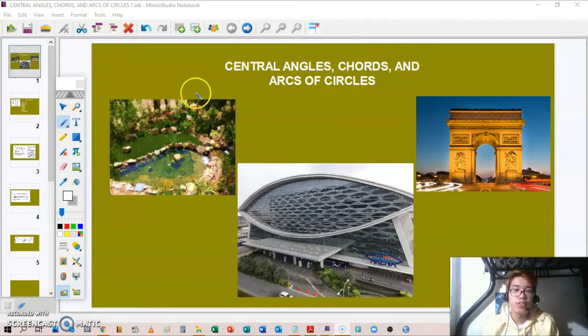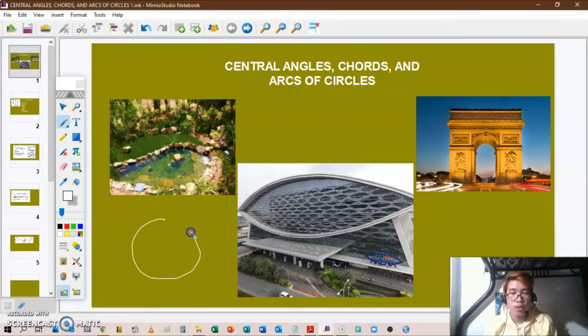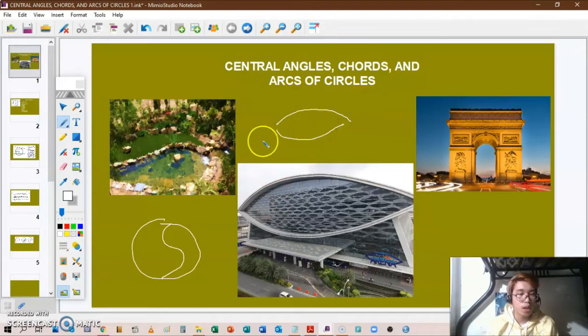And as you can see from the figures here, a pond that is in the shape of a circle, or in a yin yang. We can find chords, central angles, and arcs in different circles. And also we have here the Mall of Asia. One of its greatest attractions is this eye-shaped building, the arena. So there you go, we have this arc there.